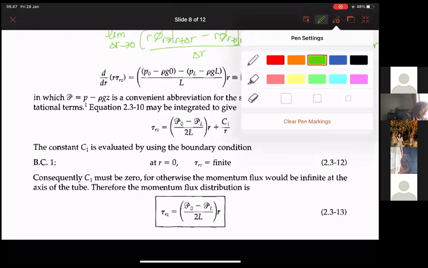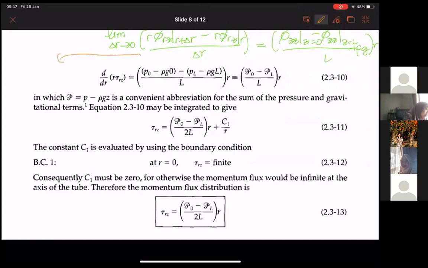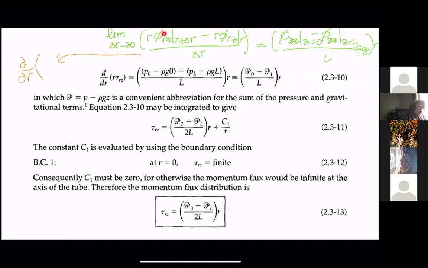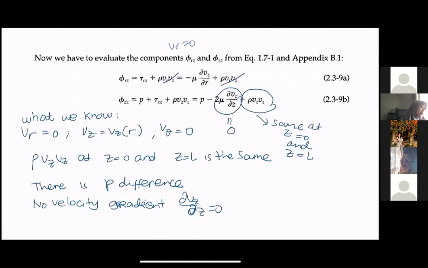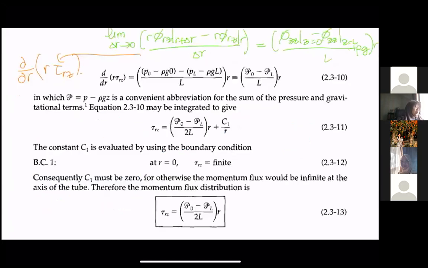Now here, we know that this becomes the differential with respect to R of R multiplied with tau RZ. Why? Because in the previous slides we know that CRZ is equal to tau RZ. Then put it back into the equation, and this term would be equal to R tau RZ. Okay, got it?